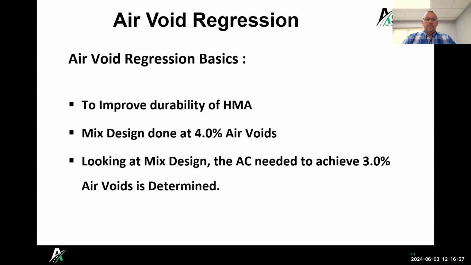Really, regression is a way to improve the durability of your mixes. So most mix designs, any Superpave mix designs, are done at 4% air voids. That's where you design the mix to meet all your volumetrics. And then once we have that mix design, how much liquid asphalt do we want to add to that to achieve that 3% air void determination?